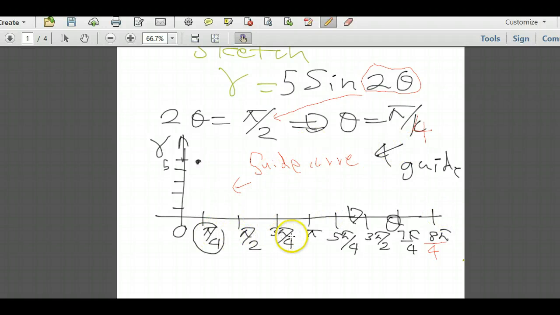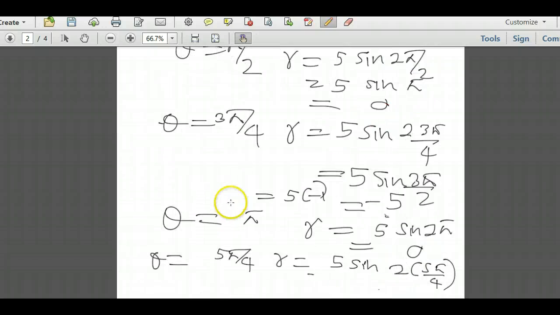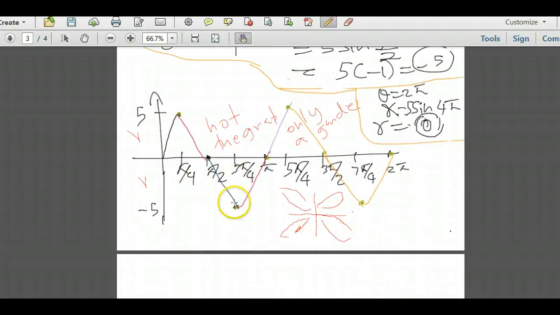So pi over 4, pi over 2, 3 pi over 2. And then for these guide thetas, I find the guide r's by just plugging them in. And once I have them, I plot them in the guide curve. So I have my guide curve now. Then I go segment by segment. First segment is theta goes from 0 to pi over 4, r goes from 0 to pi.